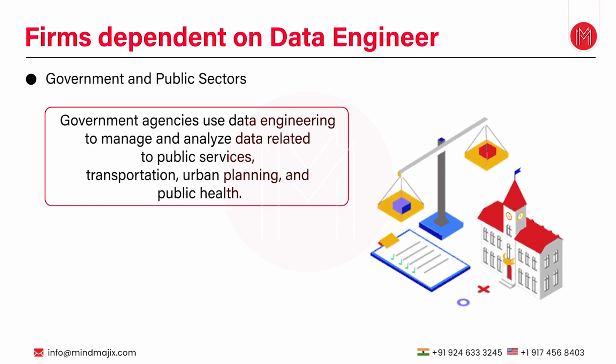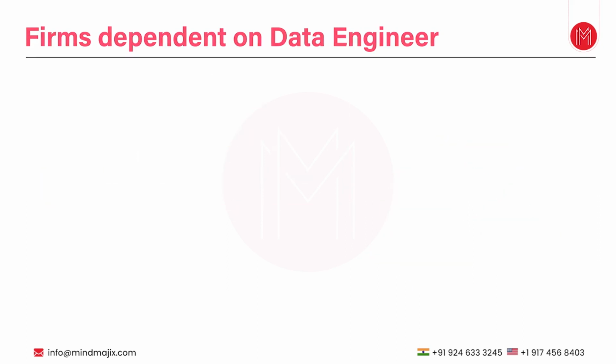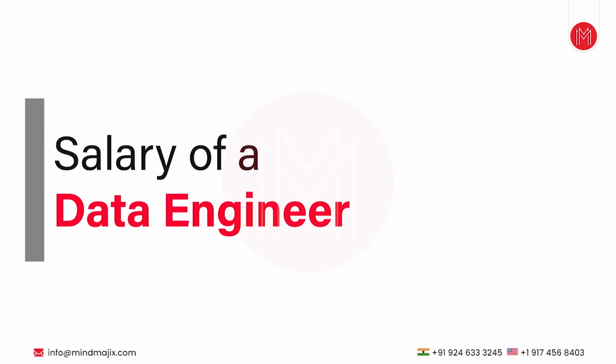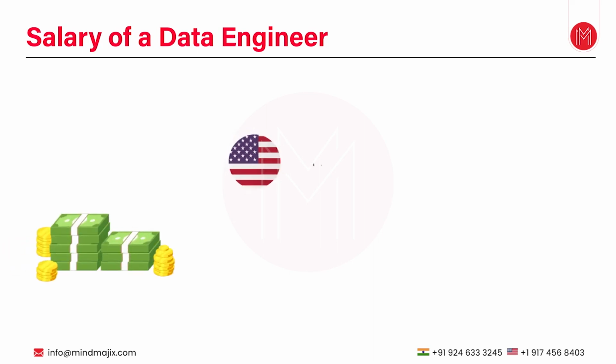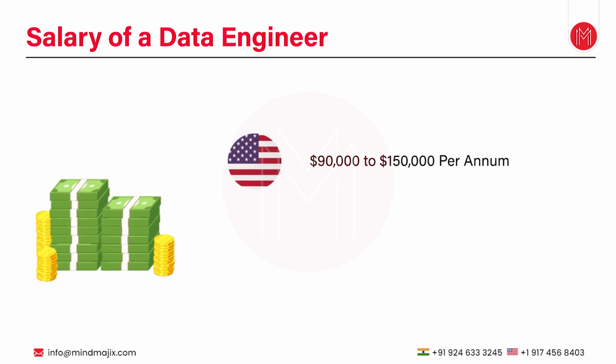Now, the most important topic of today's session, that is salary of a data engineer. The salary of a data engineer in America can vary based on factors such as industry, experience, and specific company. However, data engineers generally command competitive salaries due to the high demand for their skills. According to salary data from reputable sources, the average annual salary of a data engineer in the United States of America ranges from $90,000 to $150,000 per annum.